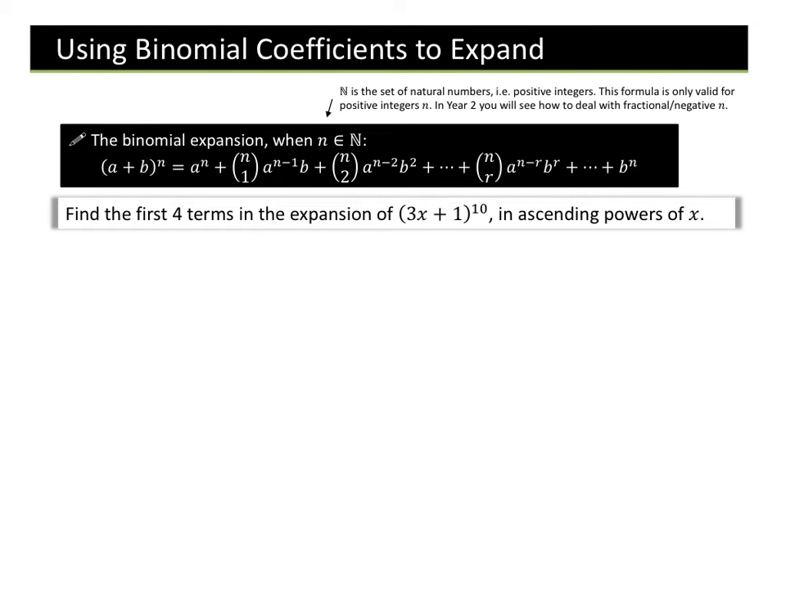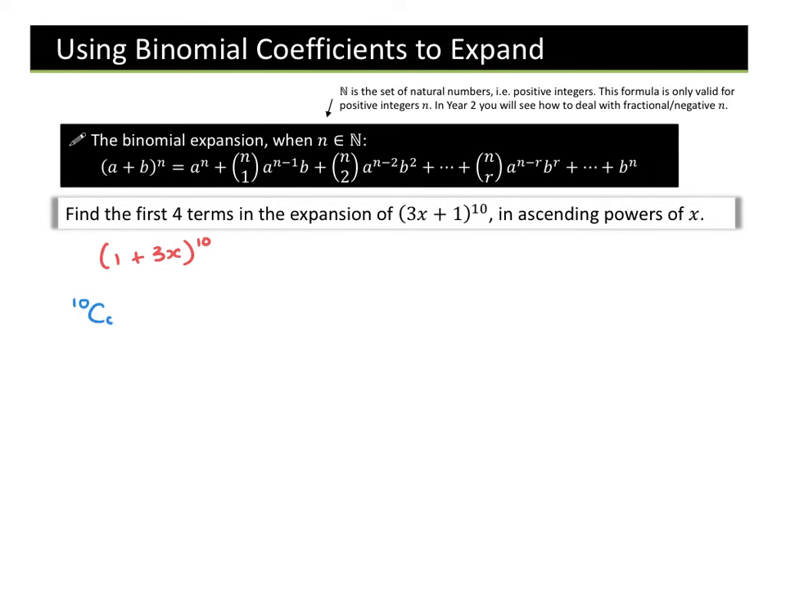So you can rearrange this, and you can say this is 1 plus 3x to the power of 10. Yeah? Because we want ascending powers. Now, how are we going to write this? We know this is to the power of 10. So this is how I would write this to begin with. We want the first 4 terms. This is essentially how I'm going to calculate everything.